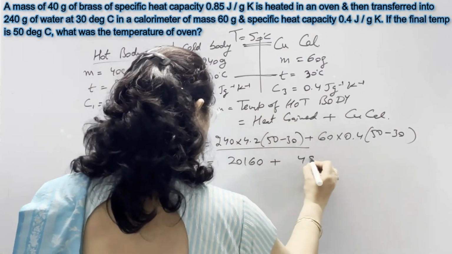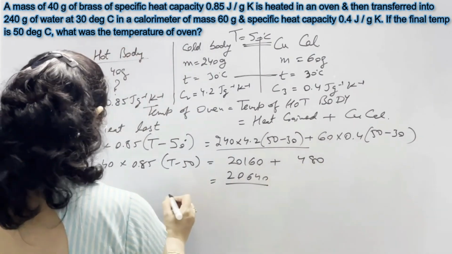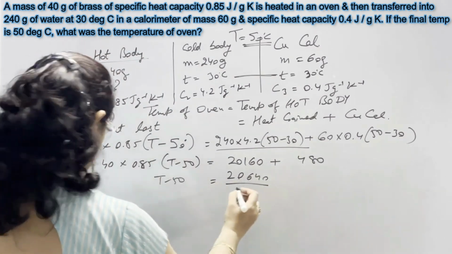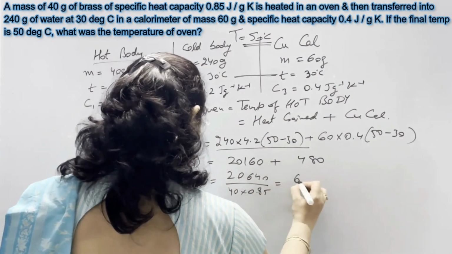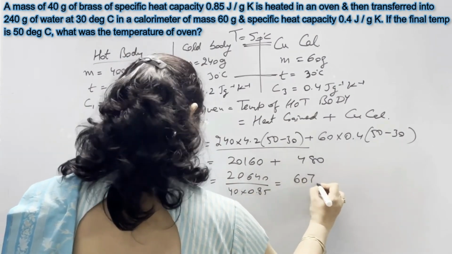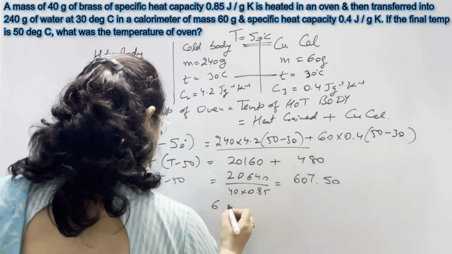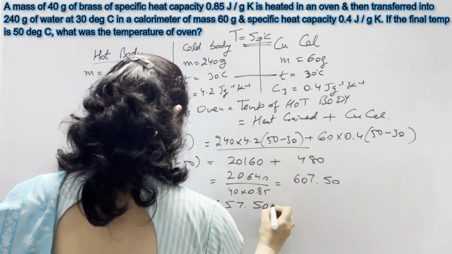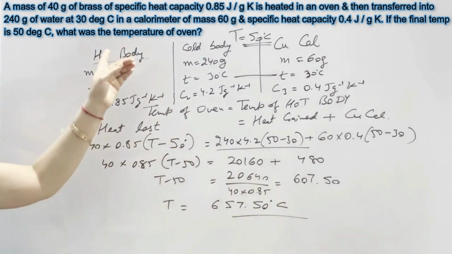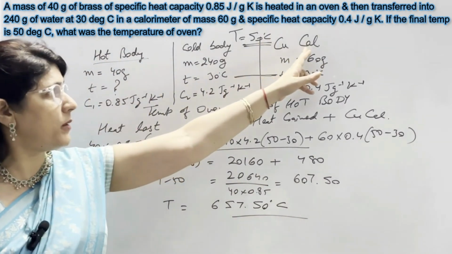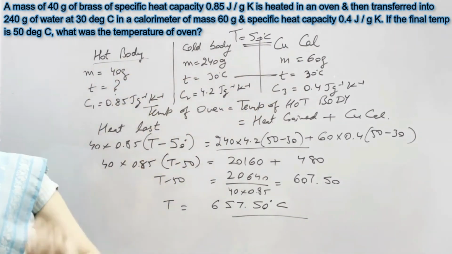20160 plus 480. It means 20640 divided by T minus 50. This will come to the denominator here, 40 into 0.85, and after calculation 607.50, but 50 is also here, so plus 50, it means 657.50 degrees Celsius. So this is the temperature of oven, which is equal to the temperature of the hot body. Temperature of the copper calorimeter is equal to the temperature of the cold body here, and temperature of oven is equal to the temperature of hot body.